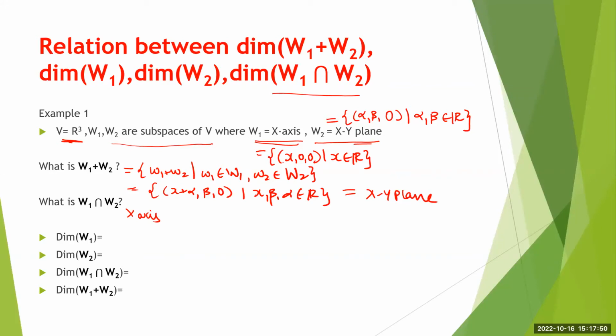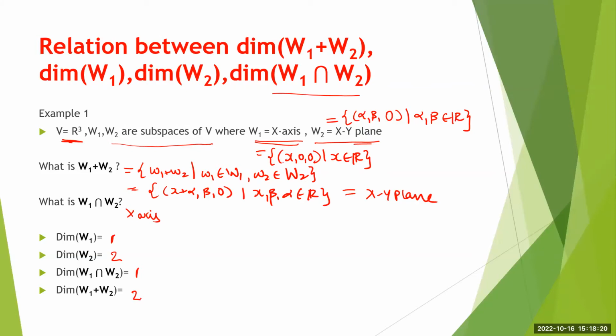So dimension of W1. Since W1 is x-axis, it's just a line. So dimension of a line is 1. Dimension of W2, that is xy plane, it's a plane, so its dimension is 2. Dimension of W1 intersection W2. W1 intersection W2 is x-axis, so its dimension is 1. Dimension of W1 plus W2. Now my W1 plus W2 is my xy plane. It's a plane, so its dimension is 2.